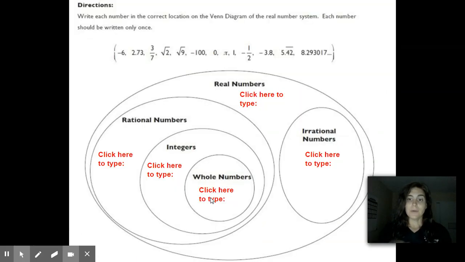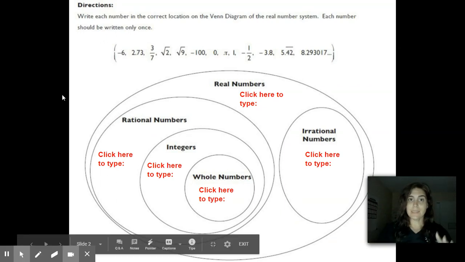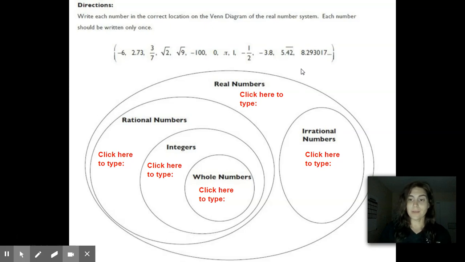So we're going to jump into classifying these numbers. Like I said, the next thing is we're going to take a look and see where they fall. Some things we might have to reduce before we can find their home, but we're going to start practicing how to classify these numbers.